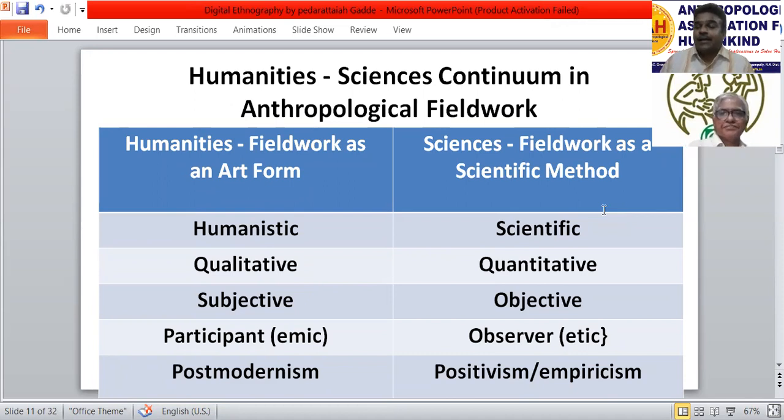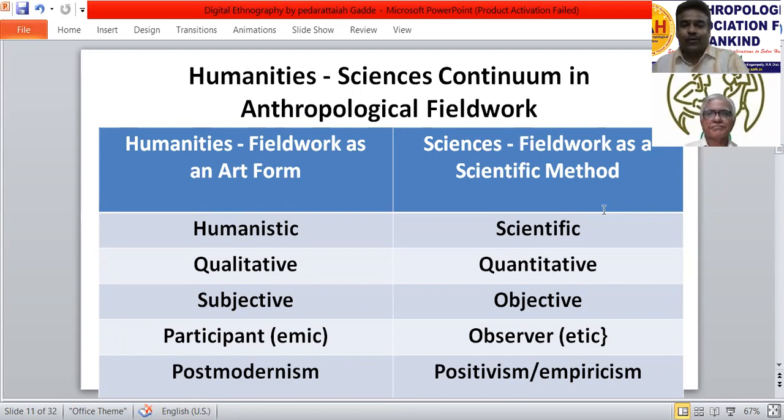And regarding anthropological fieldwork, there is a continuum: the humanities and sciences. Which way, or both? Some anthropologists think that anthropological fieldwork is an art. Some people think that scientific rigor should be there. And some people say no, both should be there: it is an art as well as a science. Both things should be combined in anthropological fieldwork. That's what people think. So, fieldwork as an art.